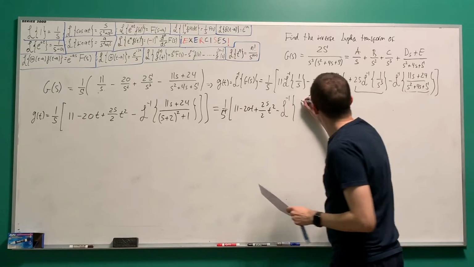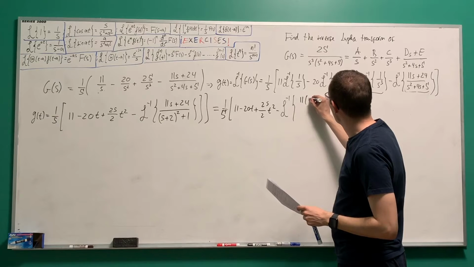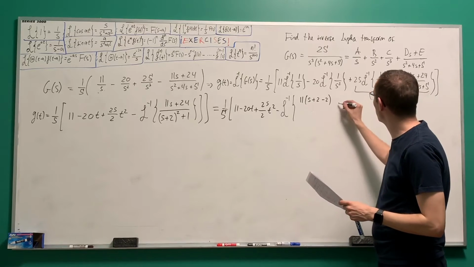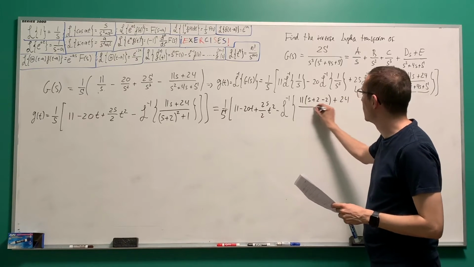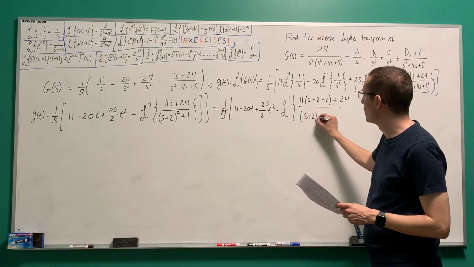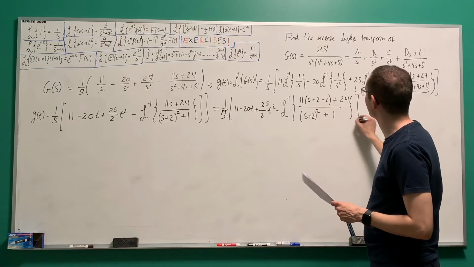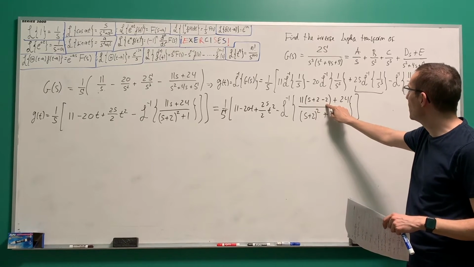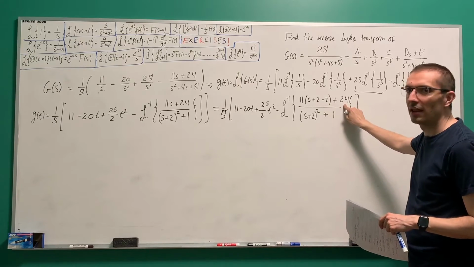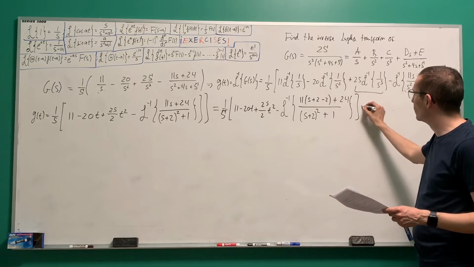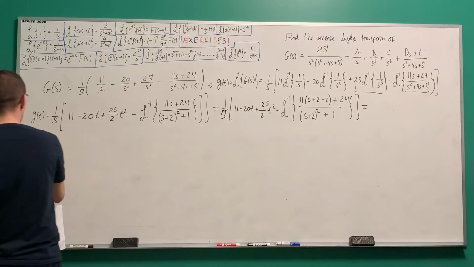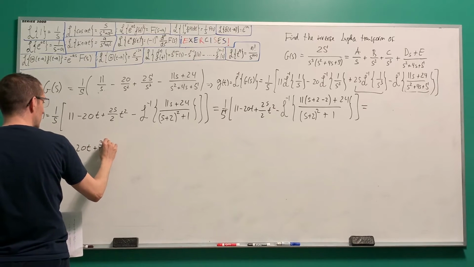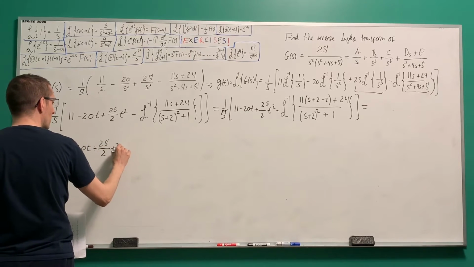Well, that's easy. Because what I can do is 11 times s plus 2 minus 2. I added plus 2 and subtracted 2. Plus 24 divided by s plus 2 squared plus 1. Alright, now 11 times minus 2 gives me minus 22. Plus 24, that gives me 2. So, wonderful. This thing I can write as 1 over 5. These ones are all the same. Minus 20t plus 25 divided by 2t squared minus.